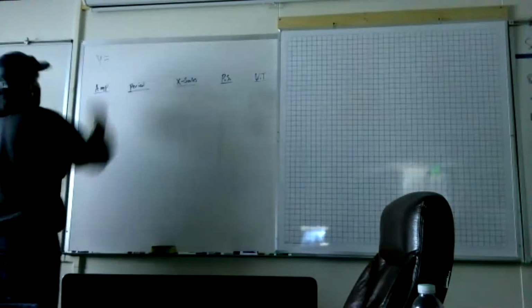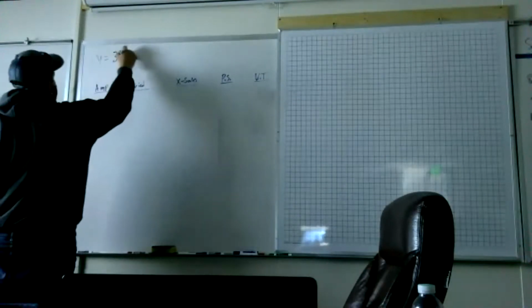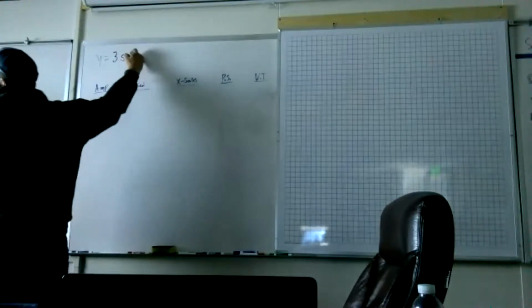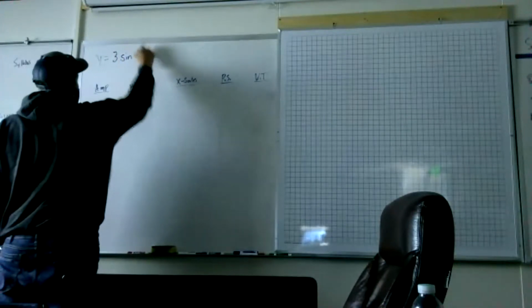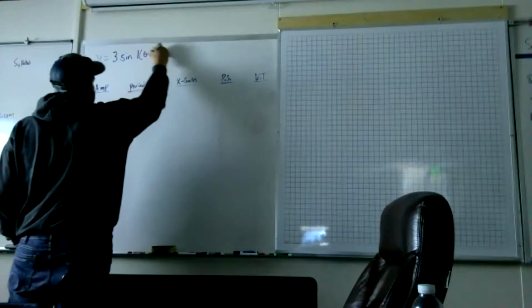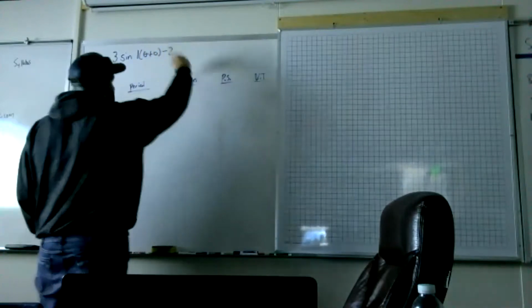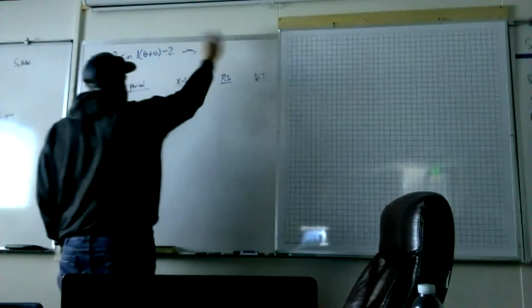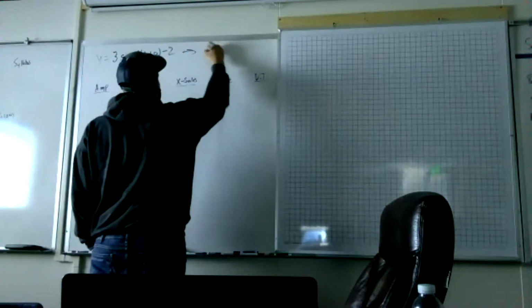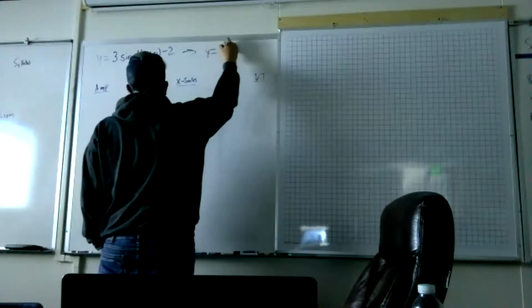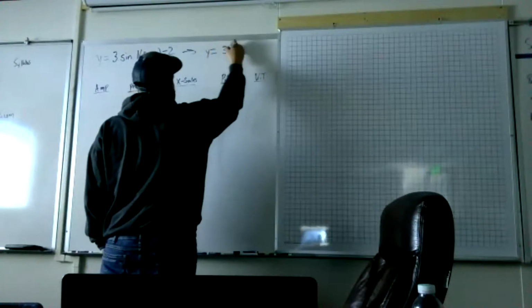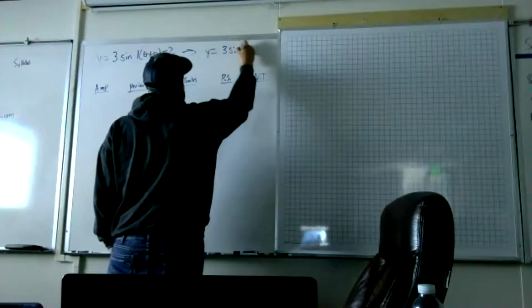So y equals, this marker's going dead. Y equals 3 sine of 1 theta plus 0 minus 2, just filling it out. Then I would distribute 1 in, right? 1 times anything is just itself. So the equation I'm really working with is 3 sine of theta minus 2. Okay, so what did this do for me?